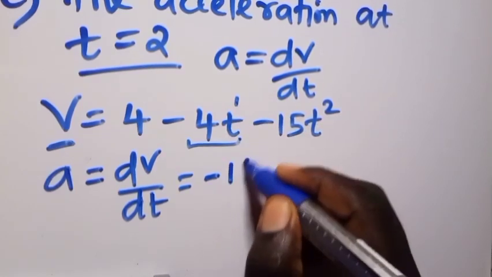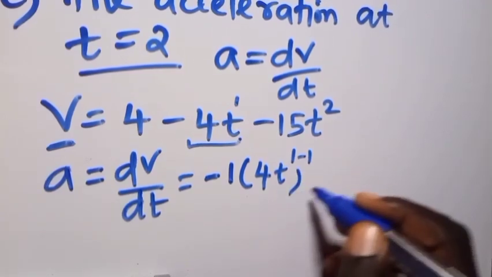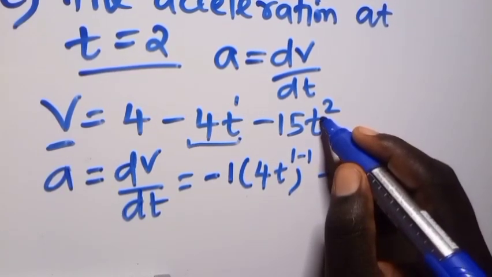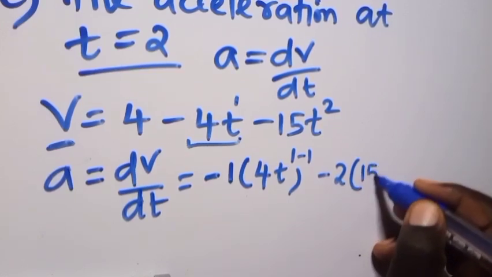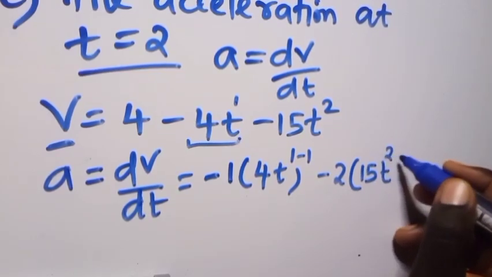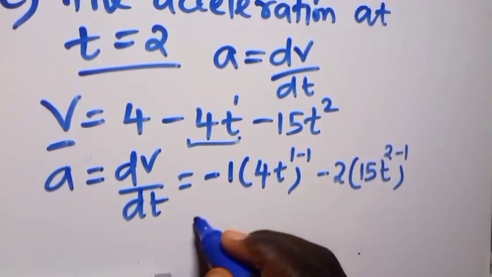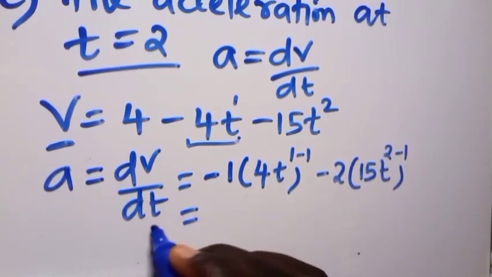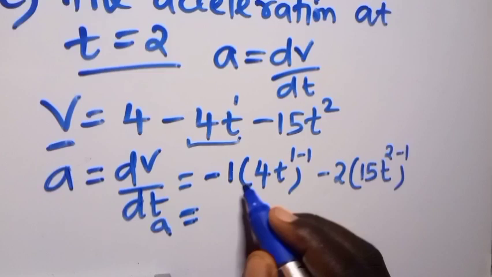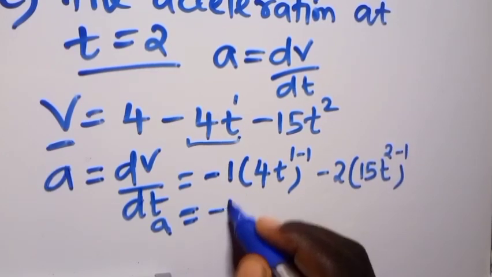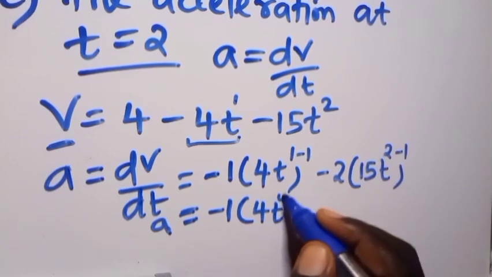So we shall have 1 times the term 4t raised to 1, but we reduce the power by 1. Then minus, the power of t here is 2, so we shall have 2 times 15t raised to 2, but we reduce the power by 1. That is what we shall have. Then our acceleration equals negative 1 into 4t raised to 1 minus 1, which is 0.